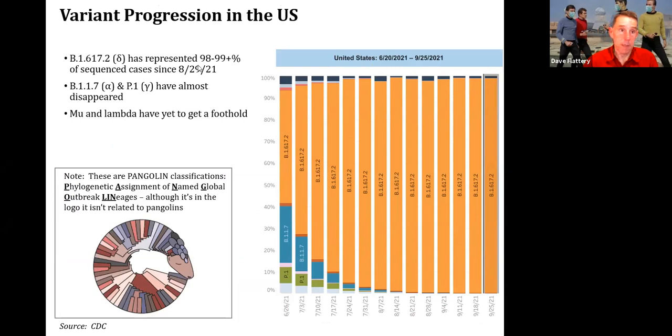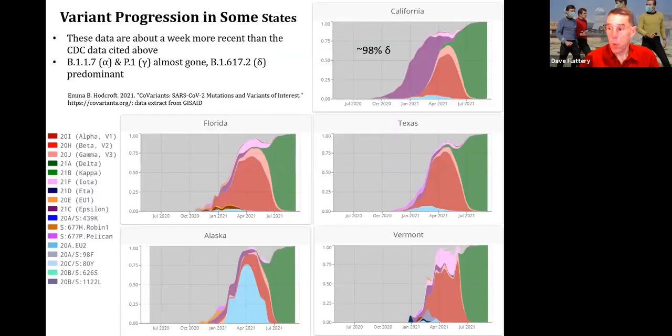Here's how it looks in the US. Delta has represented 98% or more of the sequence cases since August, so more than a month. And you can see the last week here is just all Delta. Mu and Lambda certainly have yet to get a foothold. You can see in some of these thin slices up here, some of this is Mu, but we'll see how it evolves. Mu and Lambda certainly have been detected in the US, but have yet to get a foothold or really show evidence they're going to displace Delta. And this is the way it looks in some states. Really, this is the way it looks in pretty much all the states.